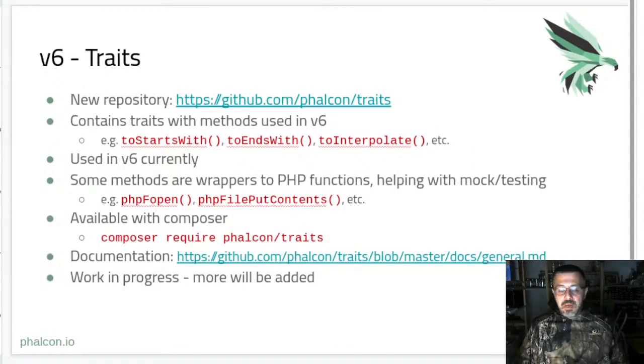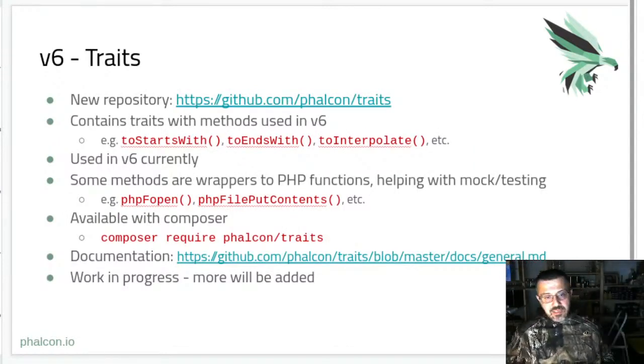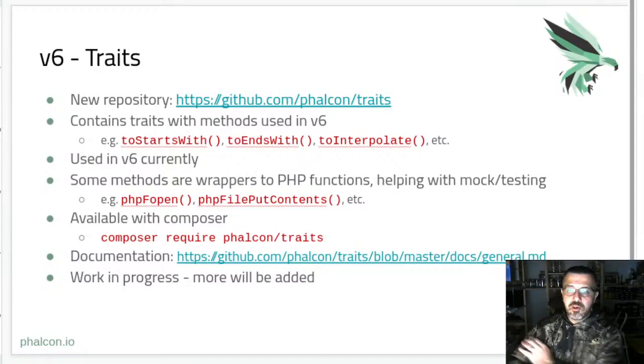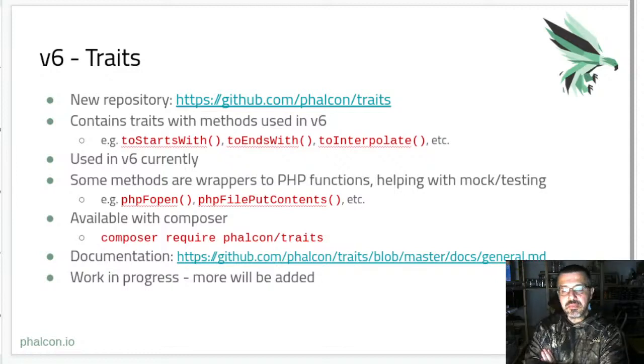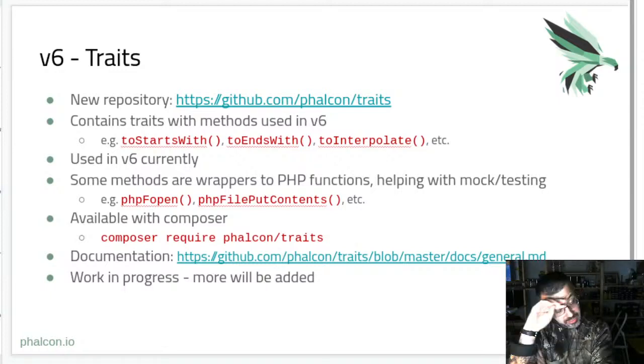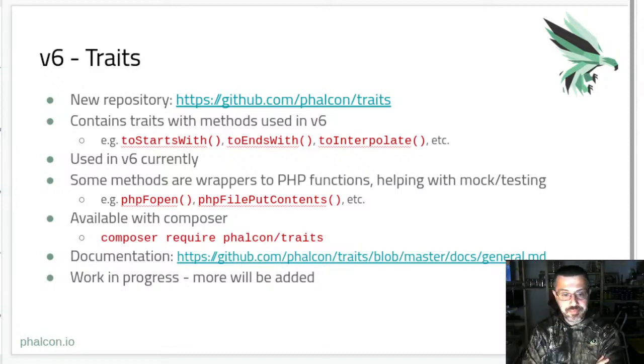So another thing that we did is we introduced a new repository called Traits, and this is for version 6. And the reason we did this is to help the community primarily, as well as any packages that we have, including version 6. What does the repo have? It has a few namespaces and methods of commonly used traits that you can use.